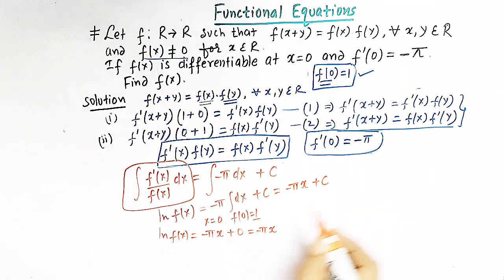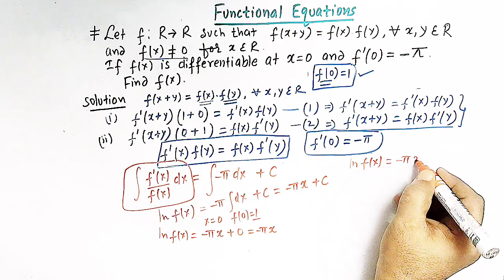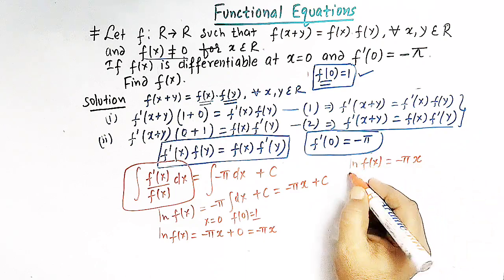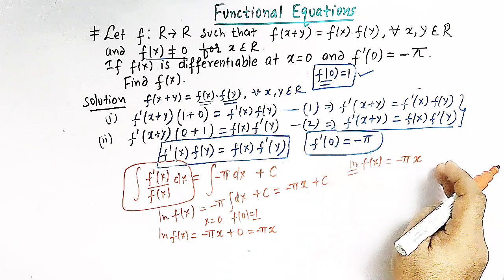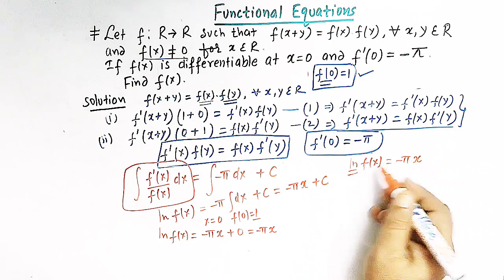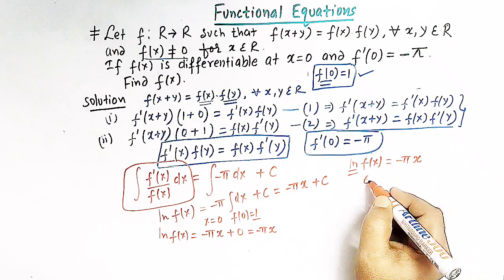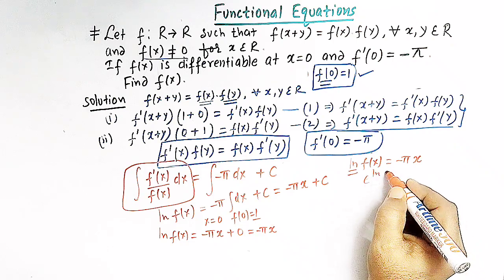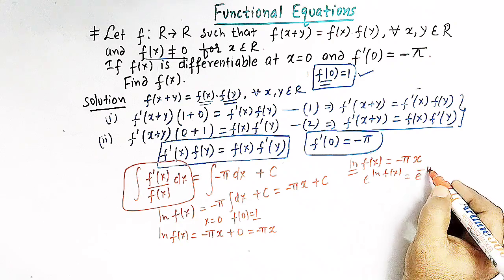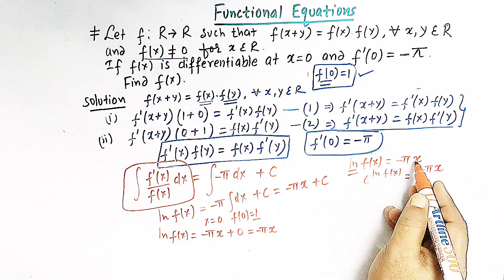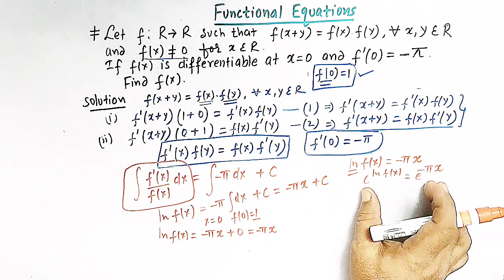So now from here we have natural log of f of x is equal to minus pi x, right? So in order to get rid of this natural log, we will take the powers of these two numbers, or we will place these two numbers in the power of the exponential e. So we can now write e raised to log of f of x, and here we have e raised to minus pi x. So raising these two terms to the power of e, we have now this equation.